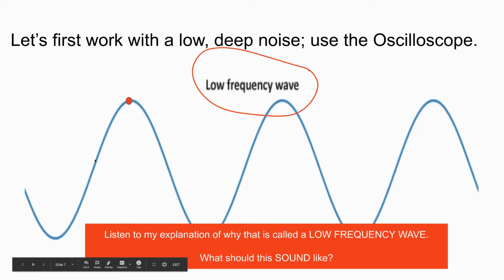So when we're working with low, deep noises on the oscilloscope in just a few minutes, a low, deep noise will look like this on the oscilloscope. This, again, is called a transverse wave. This wave is a low frequency, low pitch noise. Why is it called low frequency? I want you to notice there's a great distance between each of these crests. And so those are a low energy, low frequency wave. And since it's low energy, it sounds like this, just like a low pitch or a low deep voice.